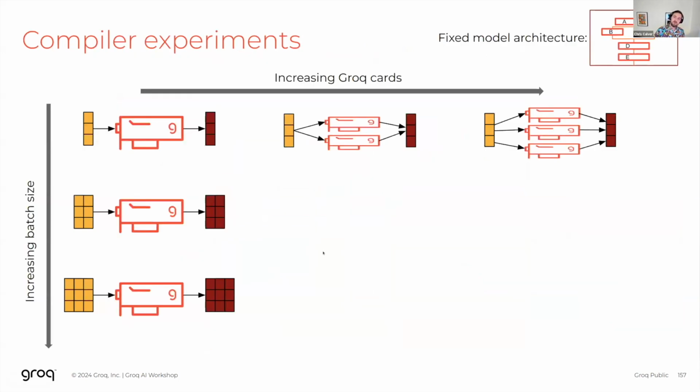And so the simple compiler experiment I'm going to walk you through, and show you some examples of, is to see what the best throughput is by, on the one hand, increasing how many Groq cards you have, because this can change, for example, how much inter-op partitioning or intra-op partitioning is done, and also the batch size on the other hand.